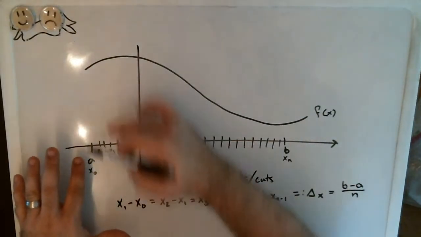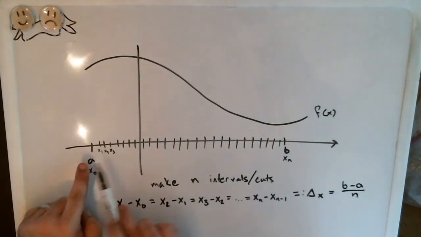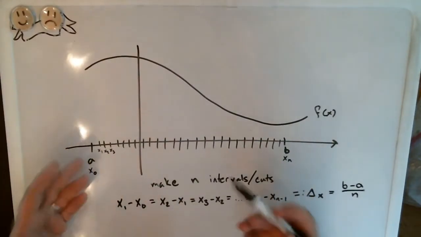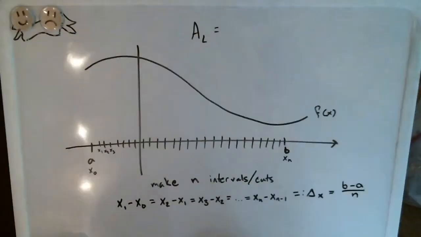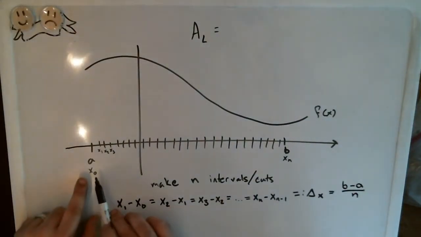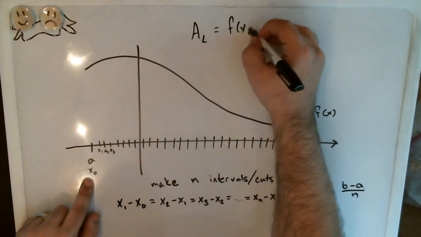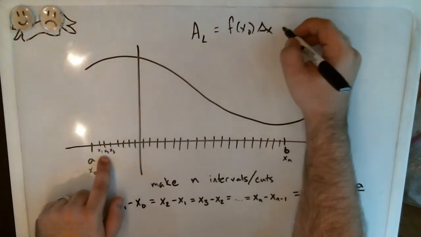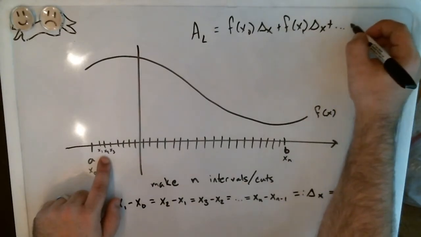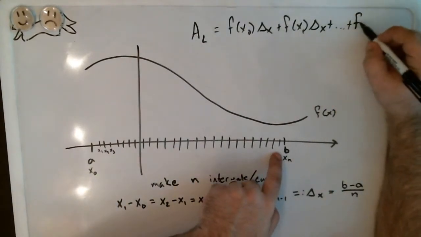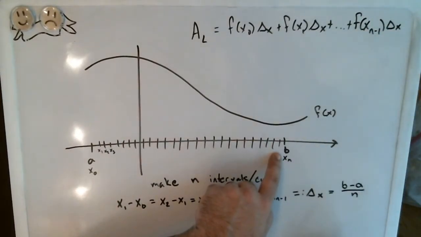So regardless of how we choose our height, that is always going to be the width of any rectangles we draw. Make sense? Now, if we use a left endpoint approximation, what are we going to do? My first left point is x0, so that's my height times the width. My next interval is going to be x1 times the width plus ... all the way until I get to the second to last point there.